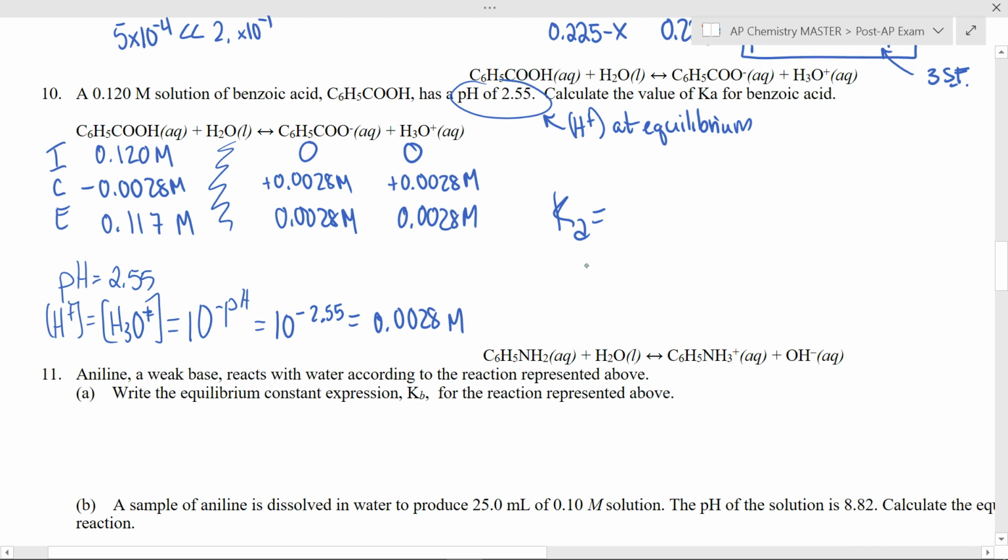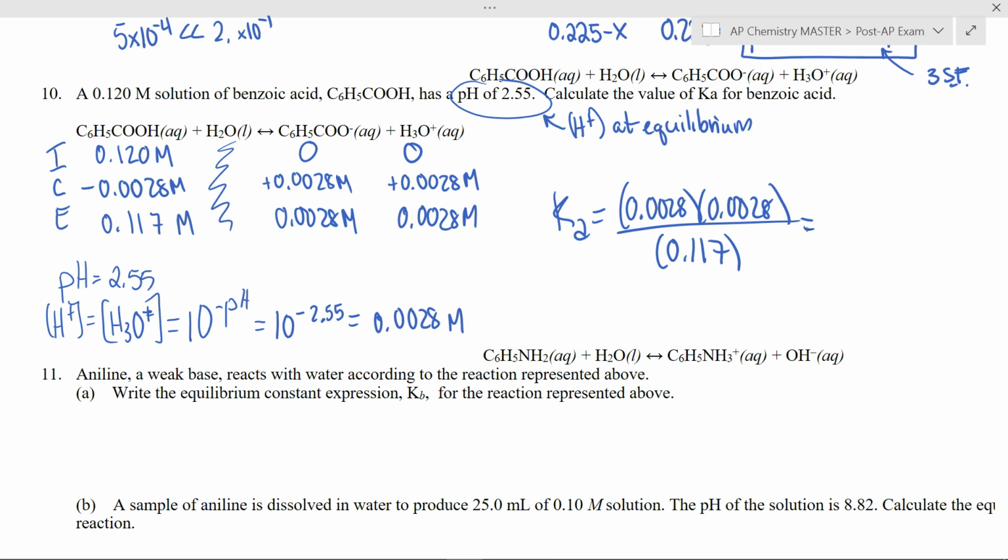So now I'm going to solve for Ka. So we write our K expression, it's products over reactants. So our products are 0.0028 times 0.0028. Our products are the same. And then our reactants are 0.117. So if I plug those in, I will get my Ka value for this acid. So 0.0028 squared divided by 0.117.